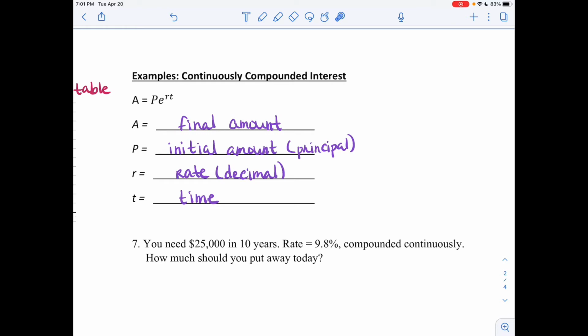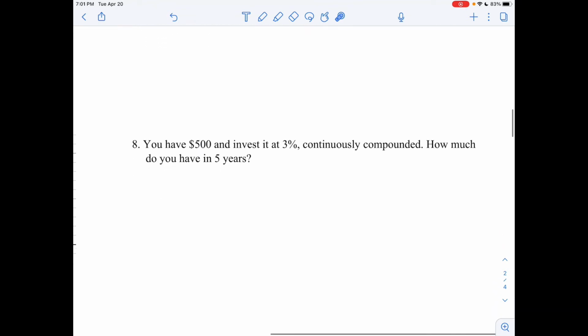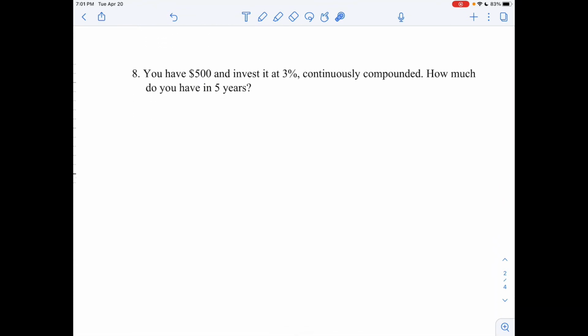And I tell you what, I want to jump to example number 8 first because it's a little more straightforward, and then come back to example 7. So let's go ahead and go down to the bottom of the page to number 8 to start. So if we have $500 to invest at 3%, and we're told that it's continuously compounded, so that should be the clue that we're going to use our natural base compound interest formula. We want to know how much we have in 5 years. So let me remind you of the equation. A is equal to P times E raised to the RT power.